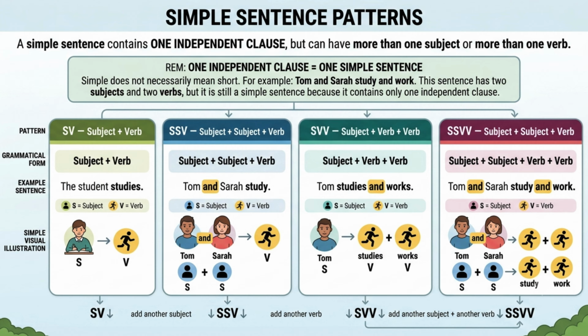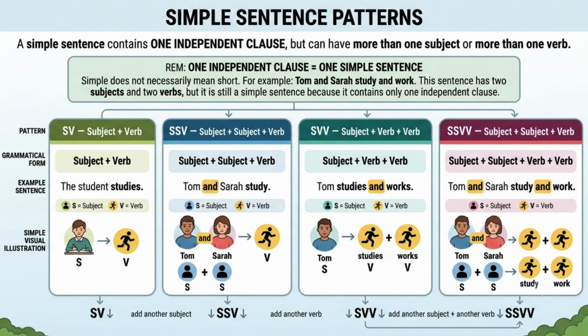Now, we can actually add more people to the mix without changing the type of sentence, like saying Tom and Sarah study. Since those 2 people are sharing that one action, what word do you think we use to glue the 2 subjects together? Oh, I think you just use the word and to join them, like in your example.